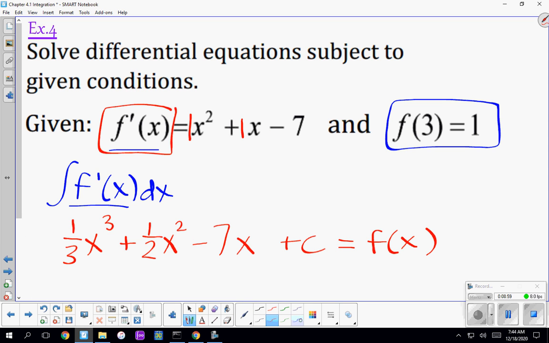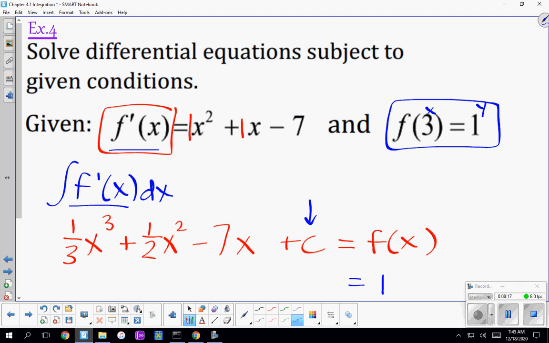And so for a particular solution, we need to find the c. So in order to find a value, I need to know values for both x and y. And we just so happen to have that here. So we're going to plug that in. So my y value is 1. And my x value is 3.